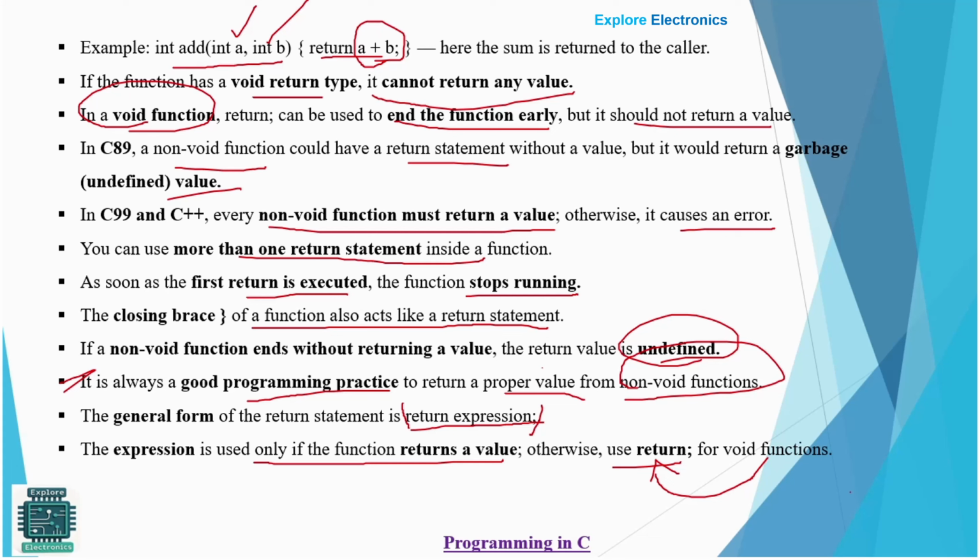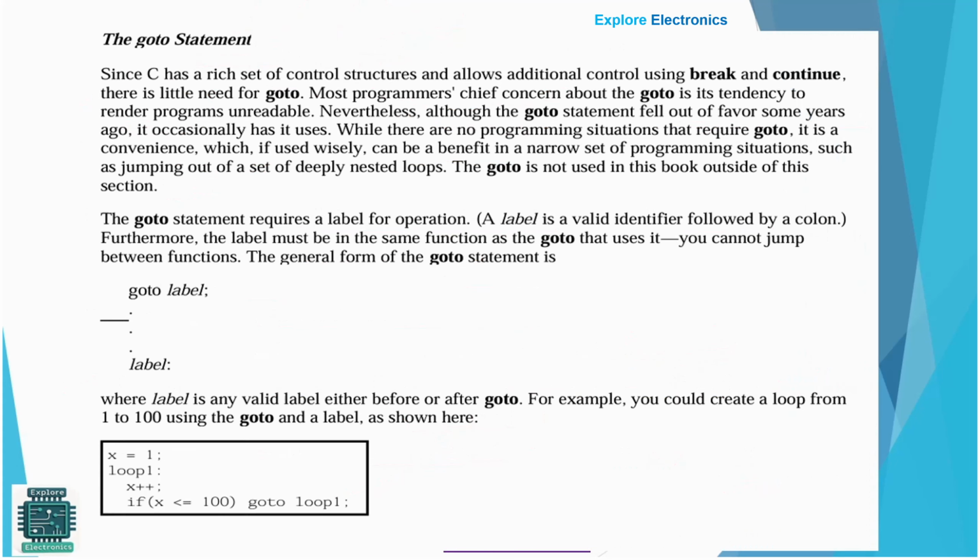But if you want to return any kind of value, at that time you have to use this form, that is return expression. Here also you can see return expression. Here a + b is called the expression. I will mention it as e. We are returning the expression's output value. So when we want to return a value we use this expression, and for a void function we will use just return. Next is the goto statement.